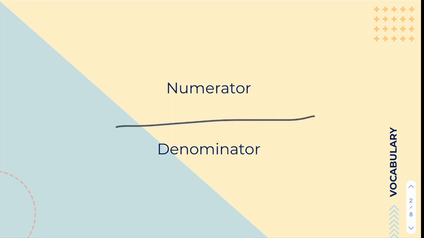Numerator is always on top of a fraction bar, denominator is always on the bottom, so you can see fractions written like this, or sometimes they'll have a little slash for the fraction bar, but numerator on top, denominator on bottom, with the fraction bar in the middle is how you know you're talking about a fraction.